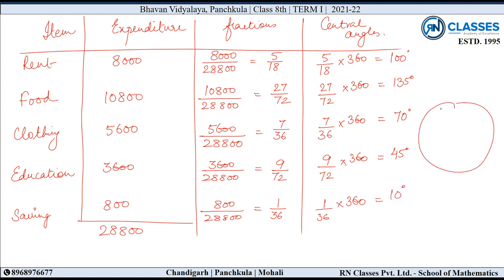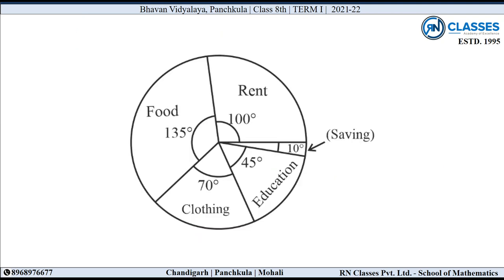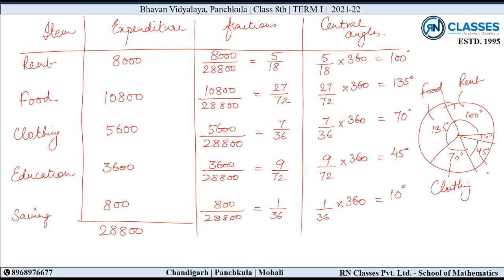Ab pie chart banana hai, right? Measure 100 degrees, then measure 135 degrees, then measure 70 degrees, measure 45 degrees. So this would be 100 degrees. Ab ye properly banana hai, I'll show you how you have to make it. 135 degrees. This has to be 70, this has to be 45, and this has to be 10 degrees. So this is for rent, this is for food, this is for clothing, this is for education, and this small one is savings, right?